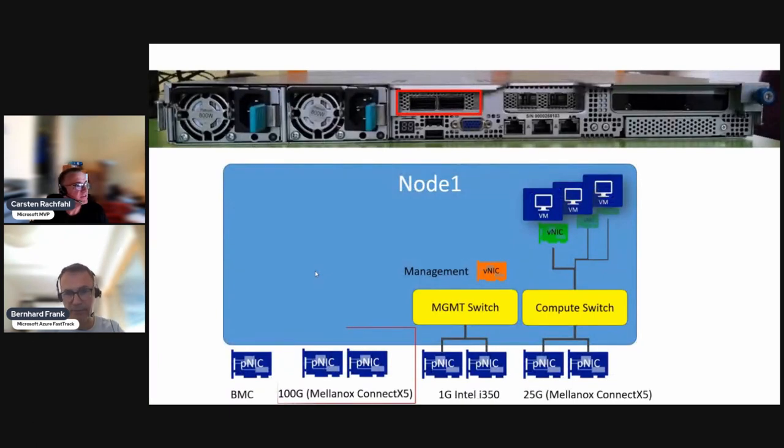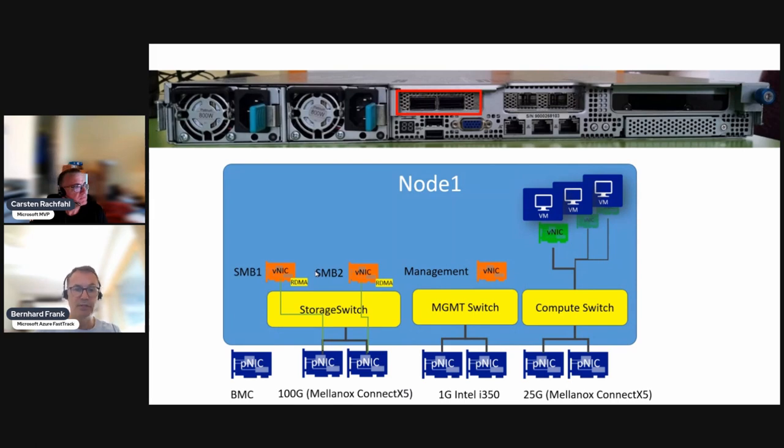So how does the hardware look? We are using the highest speed for the SMB traffic. That's our 100 gigabit Mellanox adapters, dual port adapters, which are located in our servers. And we stitch these two ports together to a switch-embedded team we call the storage switch. Then we are creating two artificial adapters out of it, SMB1 and SMB2, and we do the RDMA configuration on both of the adapters.